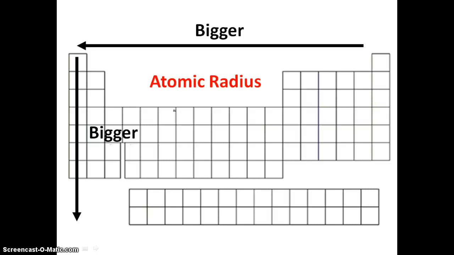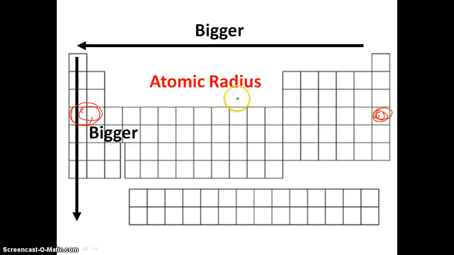For atomic radius, you want to draw an arrow pointing down, explaining how these atoms get bigger as you go down a group. But they get bigger from right to left because of the attraction that the protons have for the electrons. On the right, they're cuddled in very close together, and on the left, they're kind of more spread apart. The attraction is not as great. So across the table for atomic radius, you want to draw an arrow to the left and down.